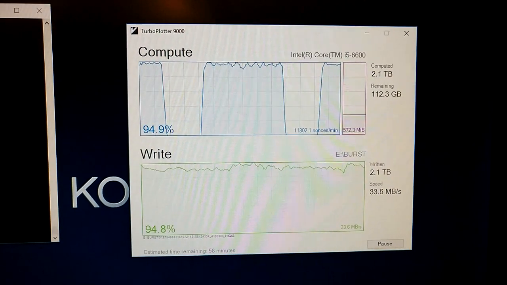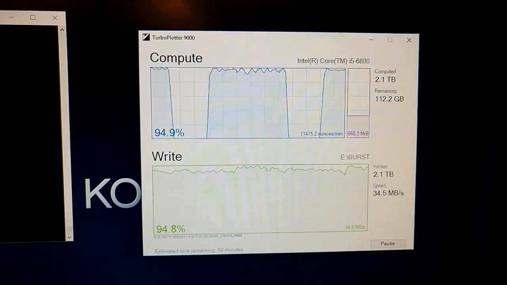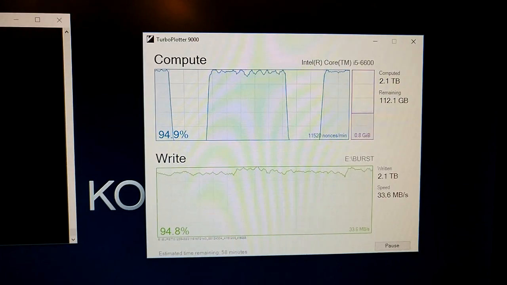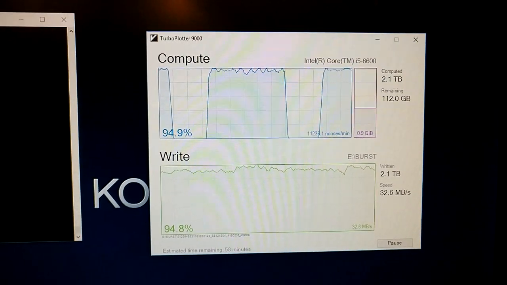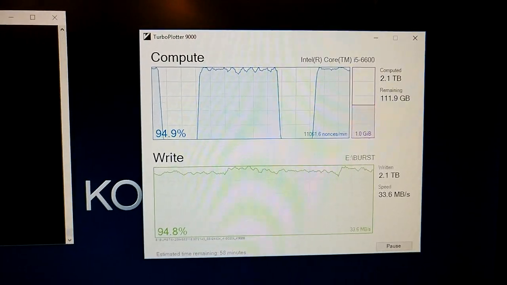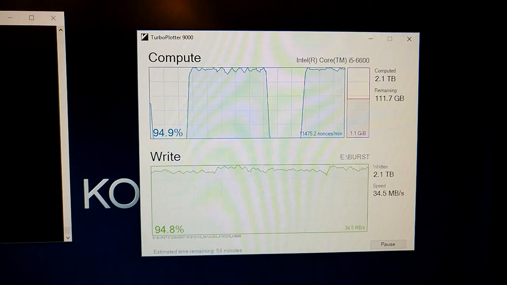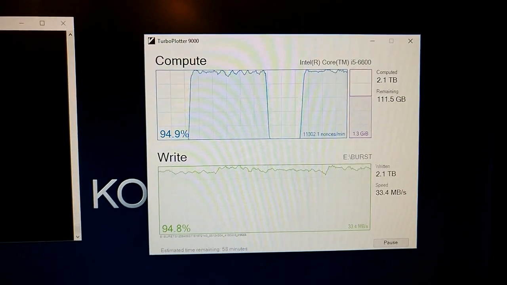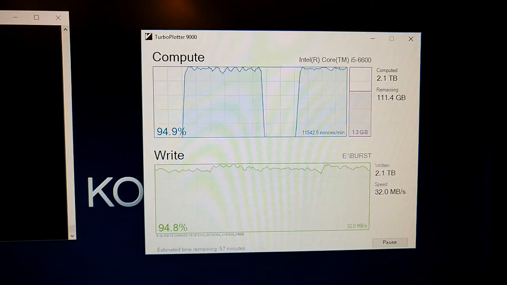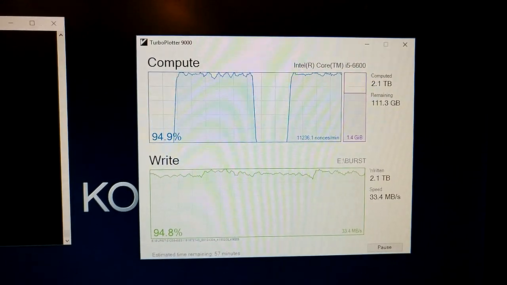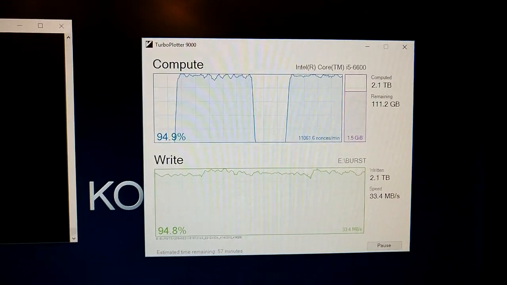So now we're looking at the TurboPlotter 9000 in the other rig, and it has the i5 6600, the exact same CPU. And if you can see inside that blue graph area, it says 11,000 nonces per minute, almost 12,000 nonces per minute. So it is almost twice as fast.